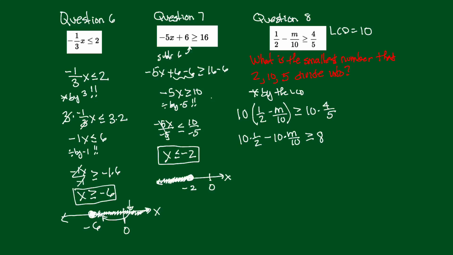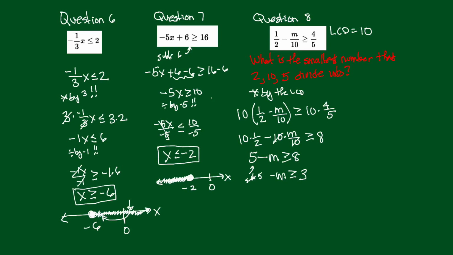Now, what have we got here? 2 into 10 is 5. 5 times 1 is 5. Minus 10 to 10 is 1, so I just get minus m, greater than or equal to 8. Now, we're close. So now I'm going to subtract 5. If I subtract 5, it's gone from the left. I get negative m greater than or equal to, now I'm subtracting 5, 8 minus 5 is 3.